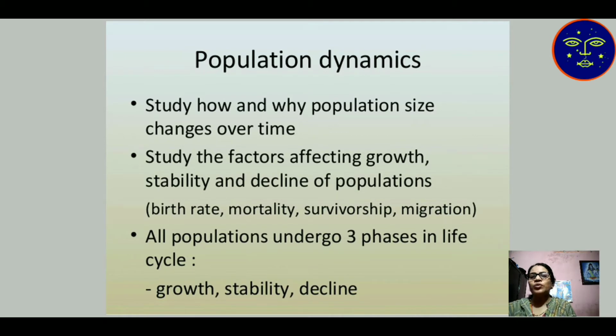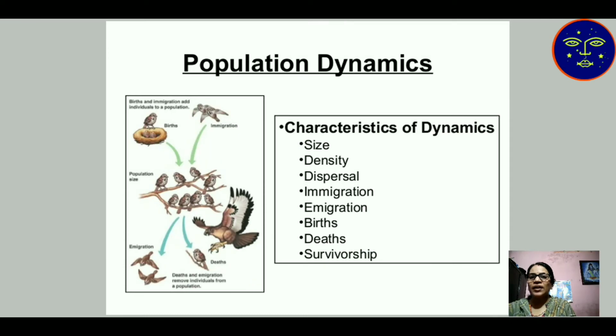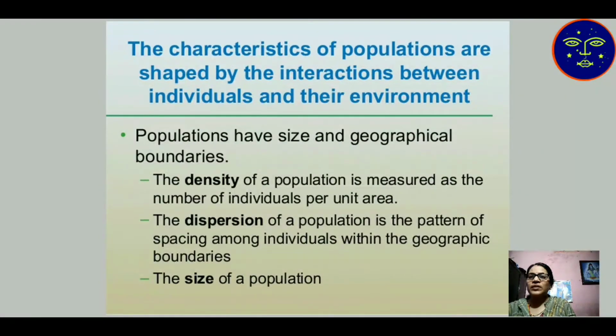All populations undergo three phases in the life cycle, that is growth period, stability period and decline period. Then population dynamics. Characteristics of dynamics: the size, density, dispersal, immigration, emigration, birth rate, death rate, survivorship. All are characteristics of population dynamics. The characteristics of a population are shaped by the interaction between the individuals and their environment. That means how the environment impacts each and every individual of a particular population.